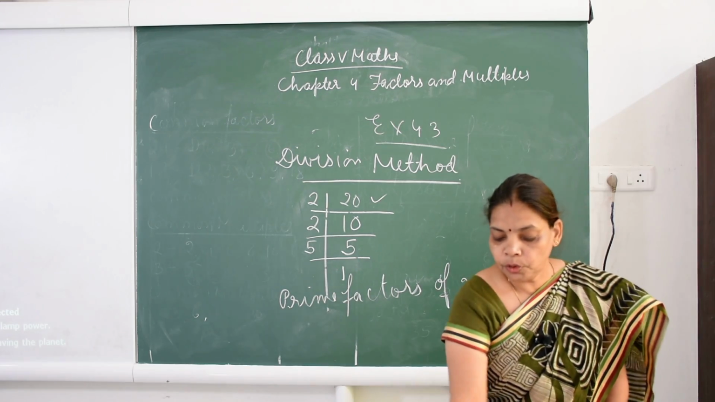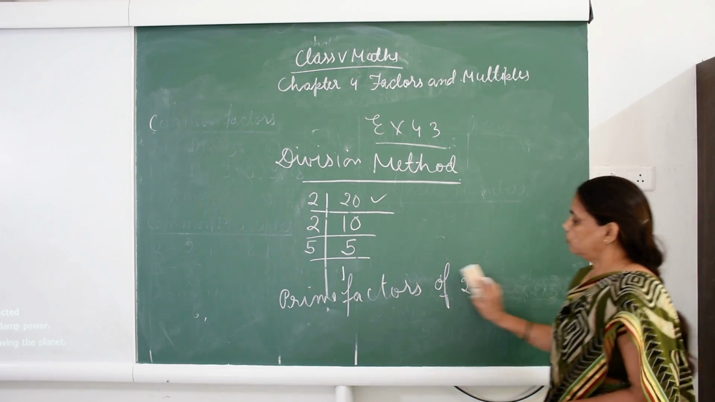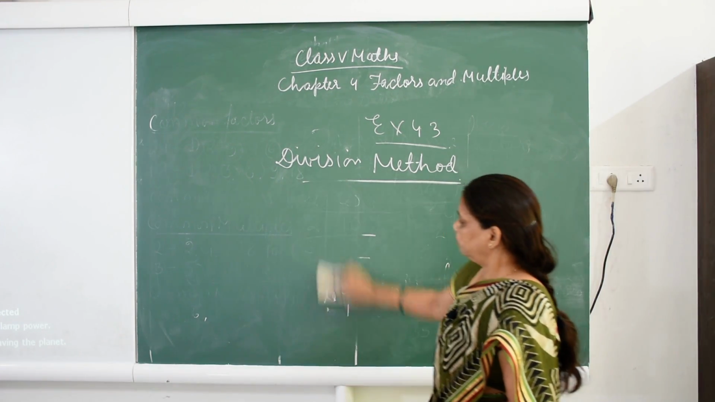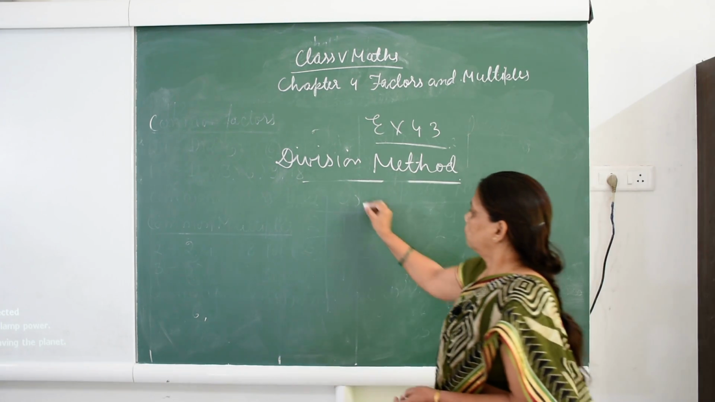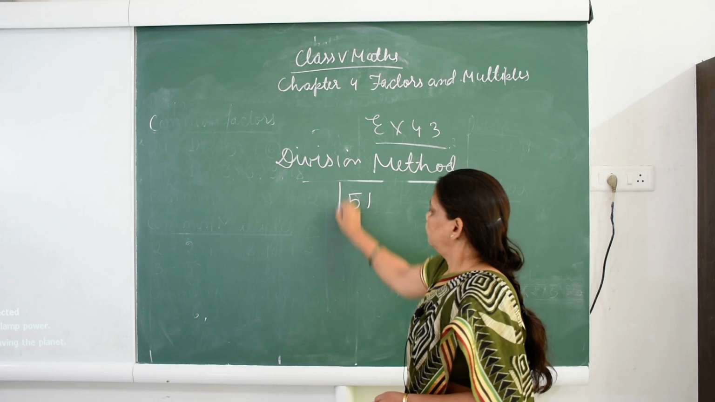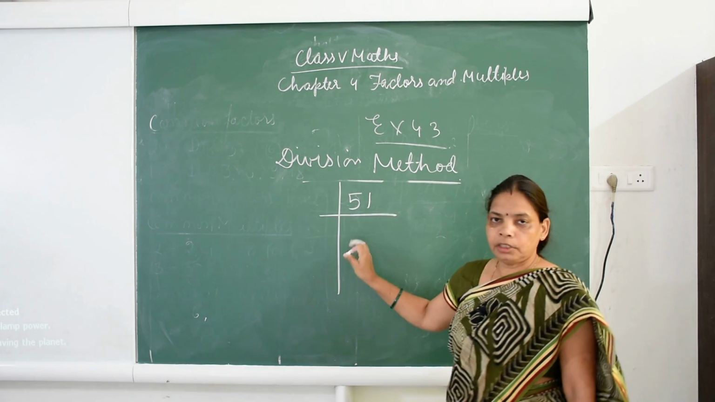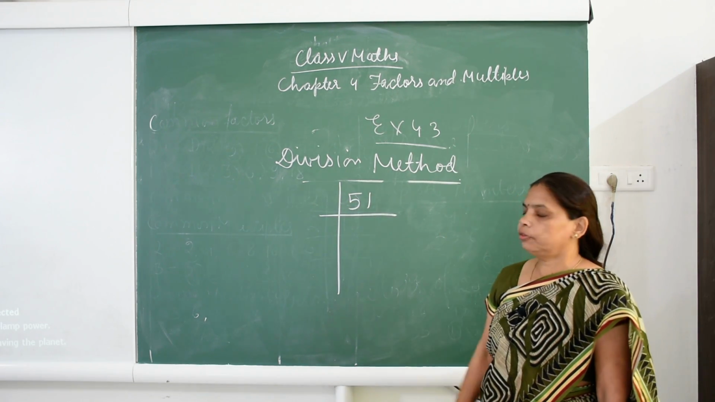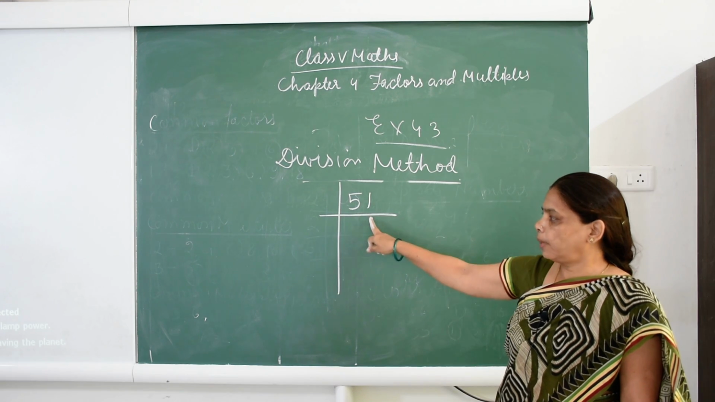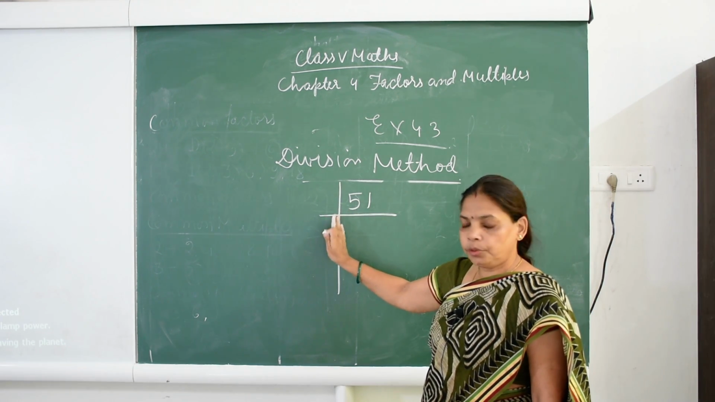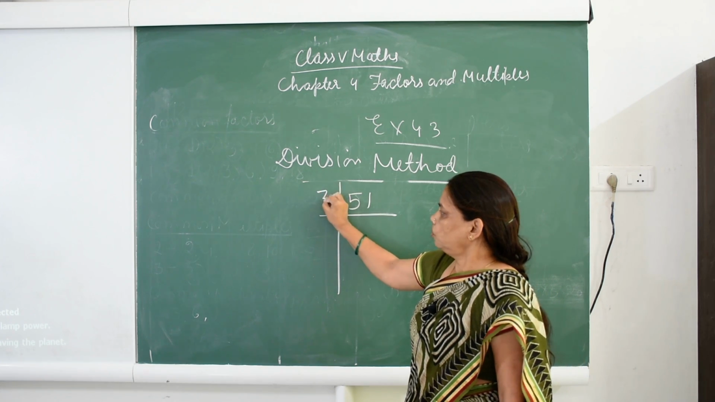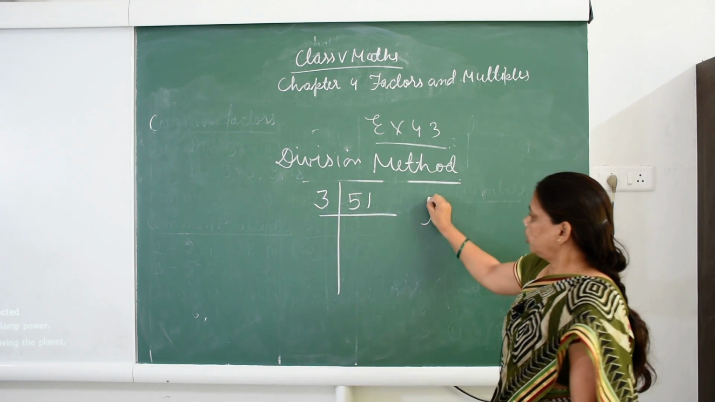Now we can do another example. 51. Is it divisible by 2? No. It is not divisible by 2, but it is divisible by 3. So 3. Here we can do this.